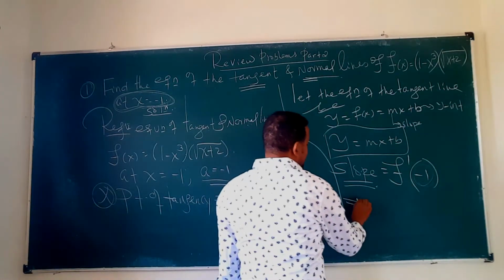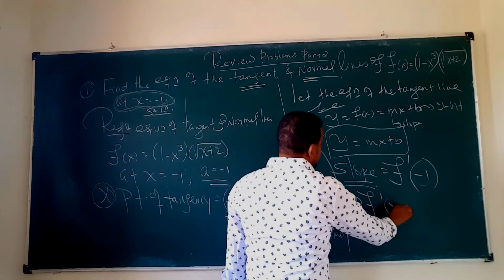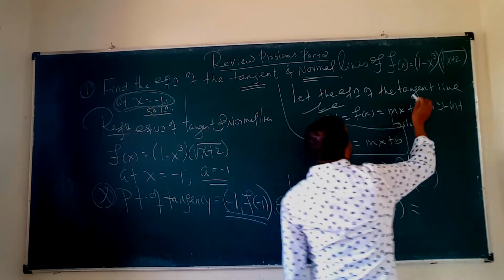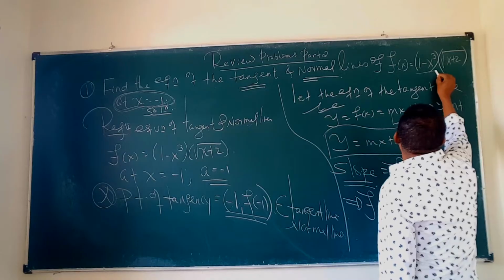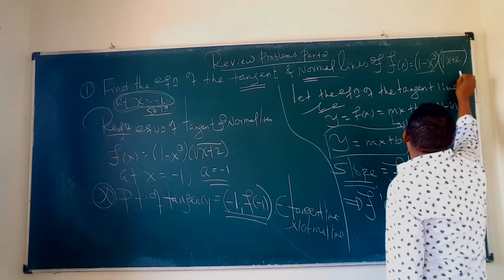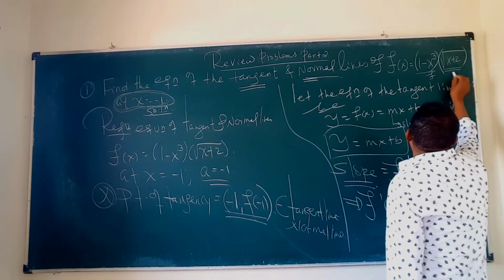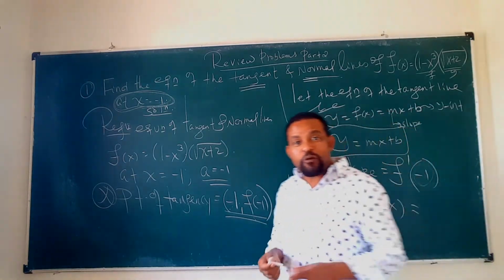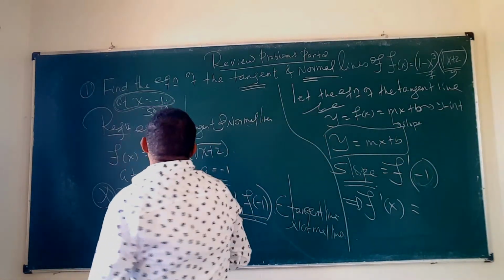So which implies, what is the derivative of the function? For the derivative of the function you just use the product rule. Here there is 1 minus x cubed times radical of x plus 2, two functions, f and g. So let's use the product rule just to find the derivative of the function.